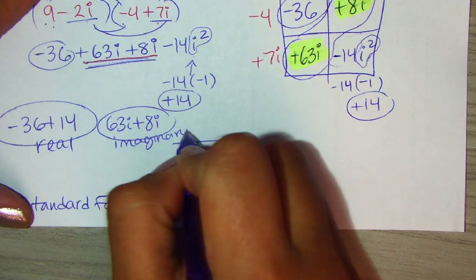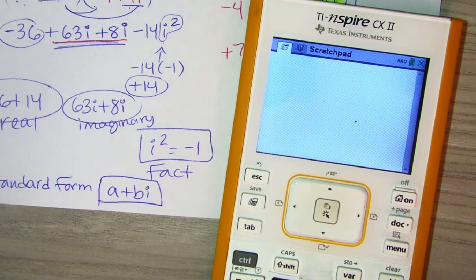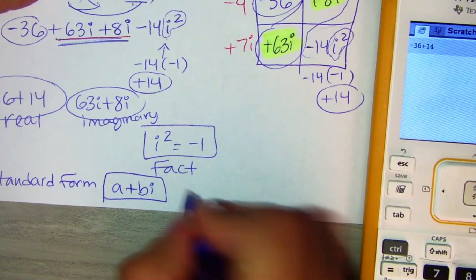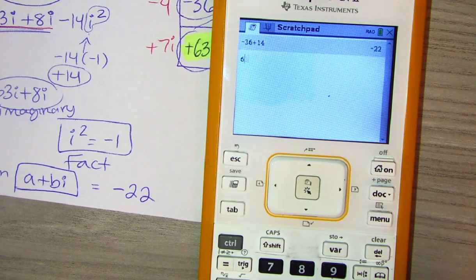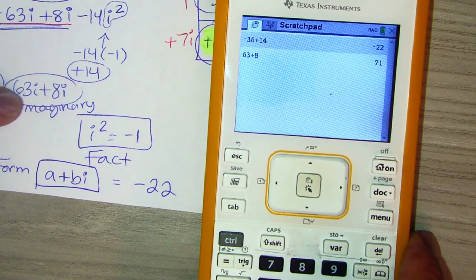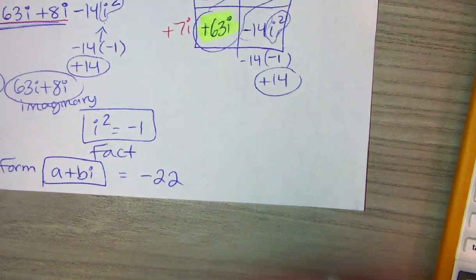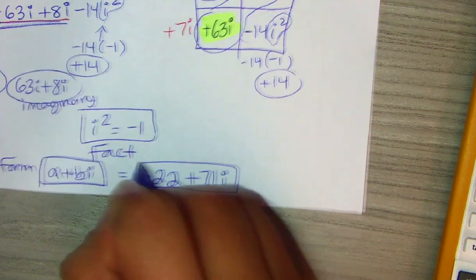Okay, so let's go ahead and just simplify that. And you can use your calculator if you want. We're going to type negative 36 plus 14. That gives us negative 22. So we're going to have negative 22. And then we're going to have 63 plus 8, adding and combining the imaginary. That gives us 71. So we're going to put plus 71i. So this is the final answer for that.